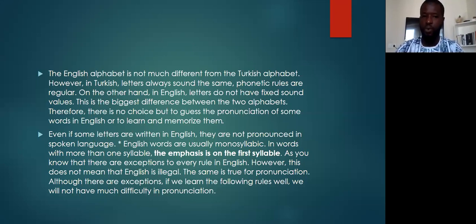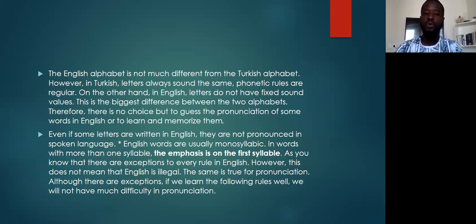So phonetic rules are regular in Turkish. On the other hand, in English, letters do not have fixed sound values, of course. You don't say, if you see this, you have to do that. But we can have some imagination on that, and I'm going to show you later. This is the biggest difference between the two alphabets, the Turkish one and the English one. So I'm going to make a compare and contrast between the two languages.